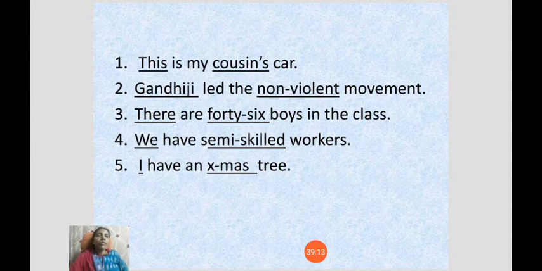"There are 46 boys in the class." So there, the first letter T is not capital, so we made it capital here. Then 46 is a compound number. Okay, so for 46 we need to put a hyphen.